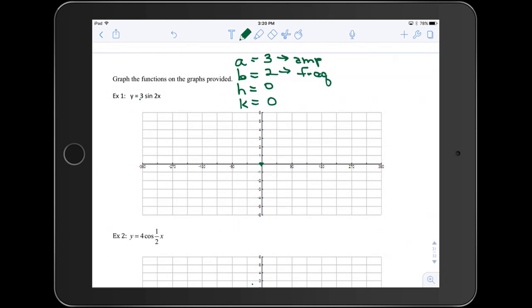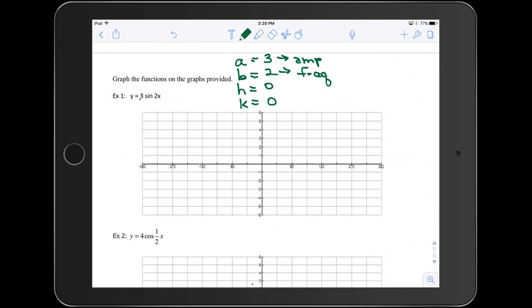And notice that here's from 0 to 360. So without getting too fancy, it's going to have 1, 2 full cycles. Now, of course, we're not going to graph it that way because we actually have to graph points, but I just wanted to make sure you understand frequency of 2 means 2 full cycles from 0 to 360.